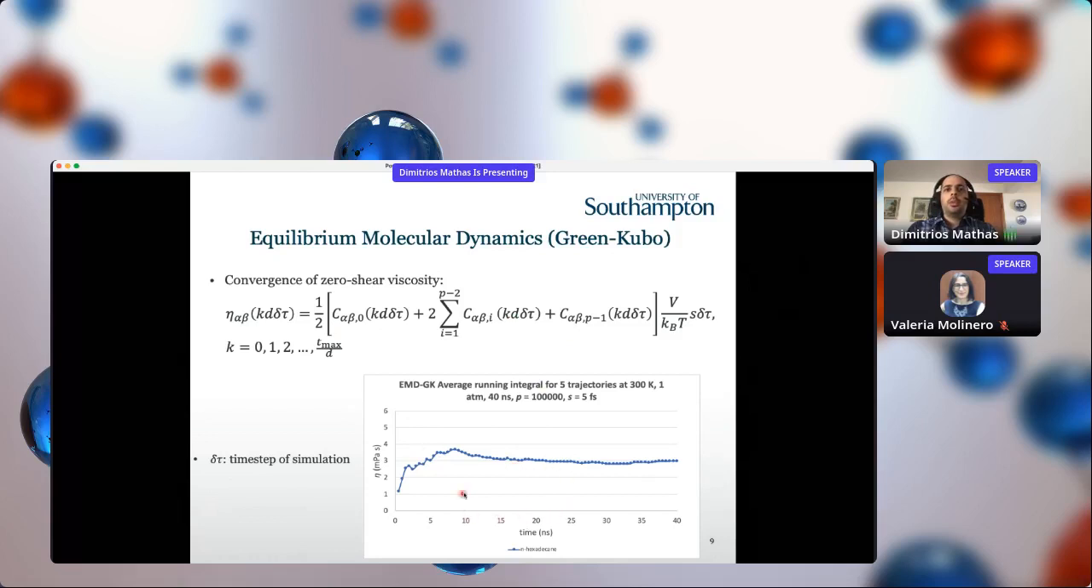And what we want is to acquire a viscosity which is time independent and is converged, as in this example of n-hexadecane, where after 40 nanoseconds we have a converged result.